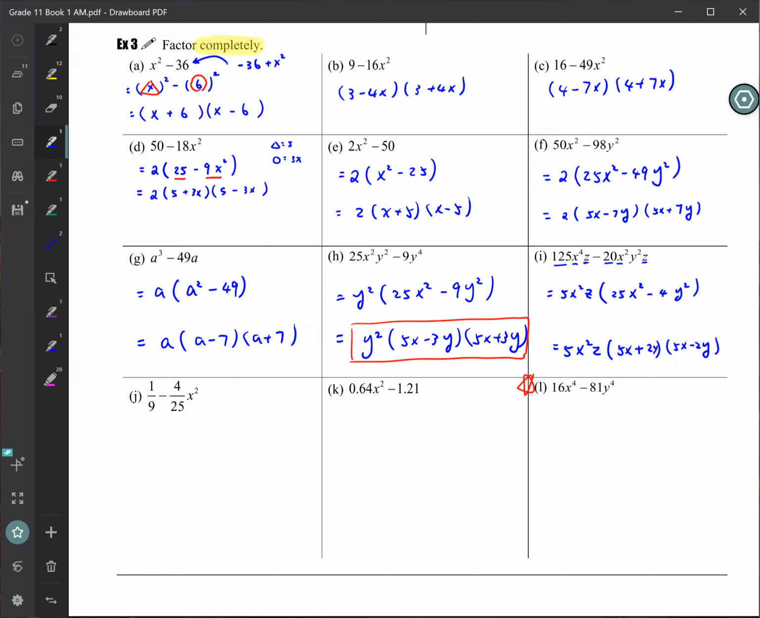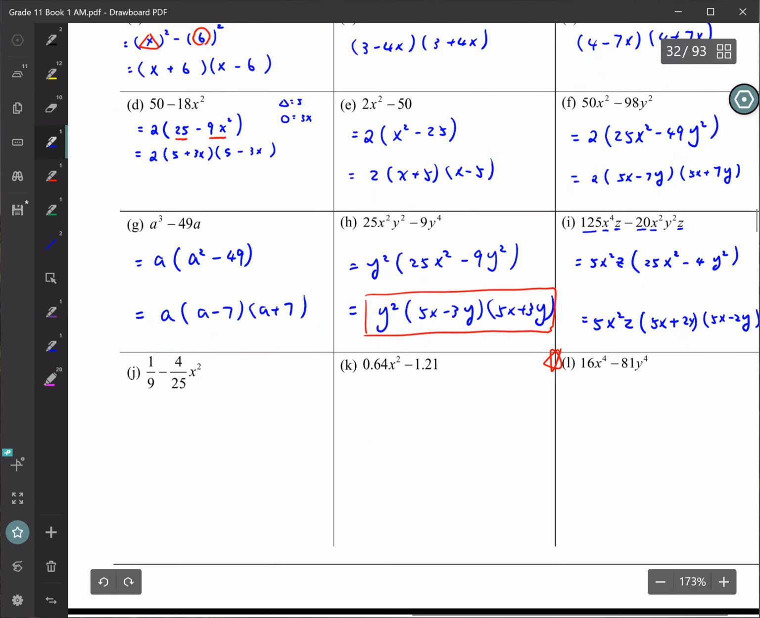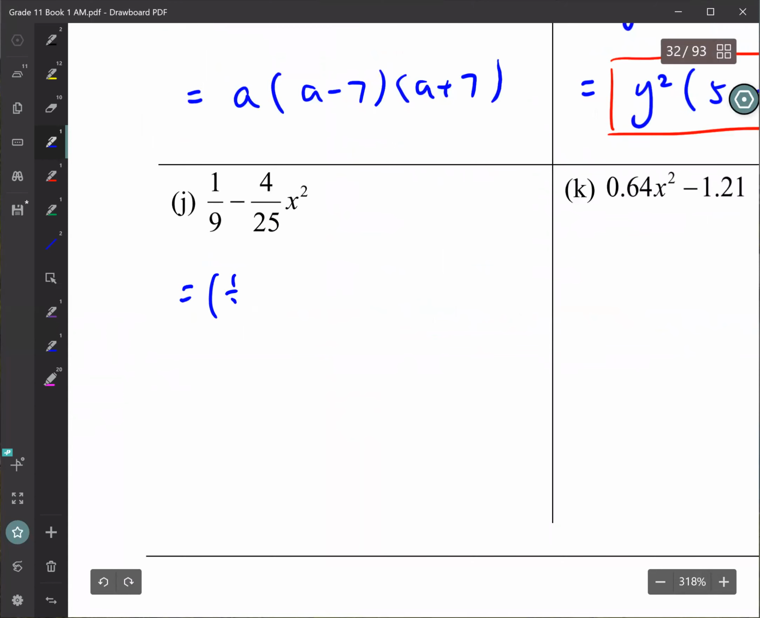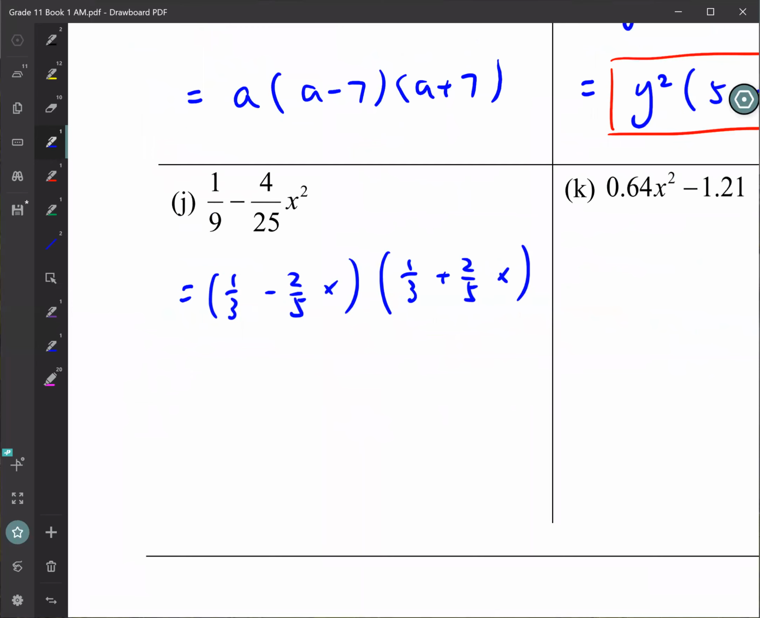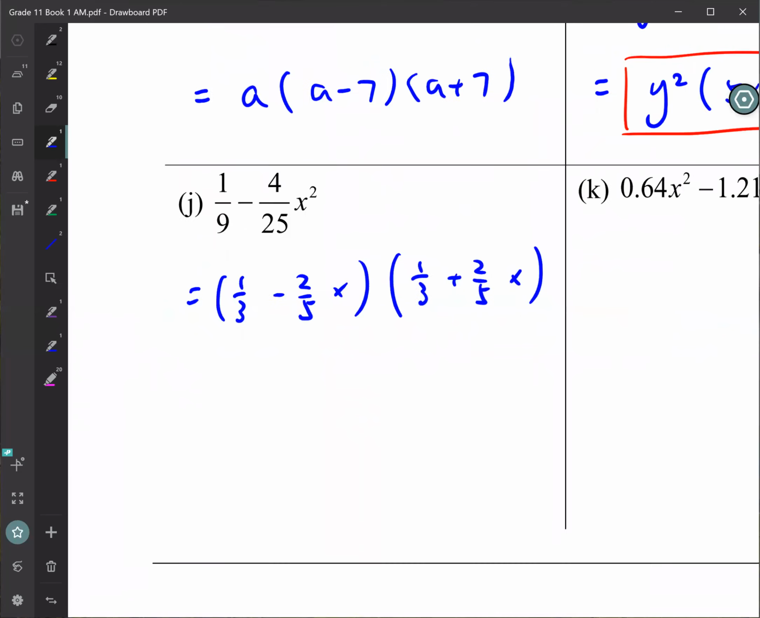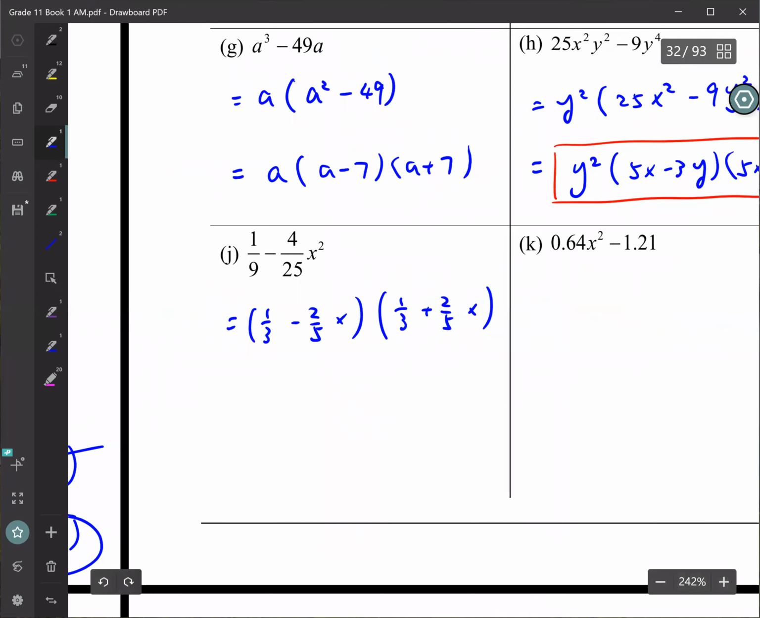Okay, I think everyone had a chance, right? Okay, let's start with Aaron. Okay, Jay, what do you have? Bracket 1/3 subtract 2/5 x, and then bracket 1/3 plus 2/5 x. Yeah, okay, so this one is just using fractions, right? So 1/3 times 1/3 is 1/9, right? You square root the fraction, okay? So it's the same thing, it's just in fraction form.